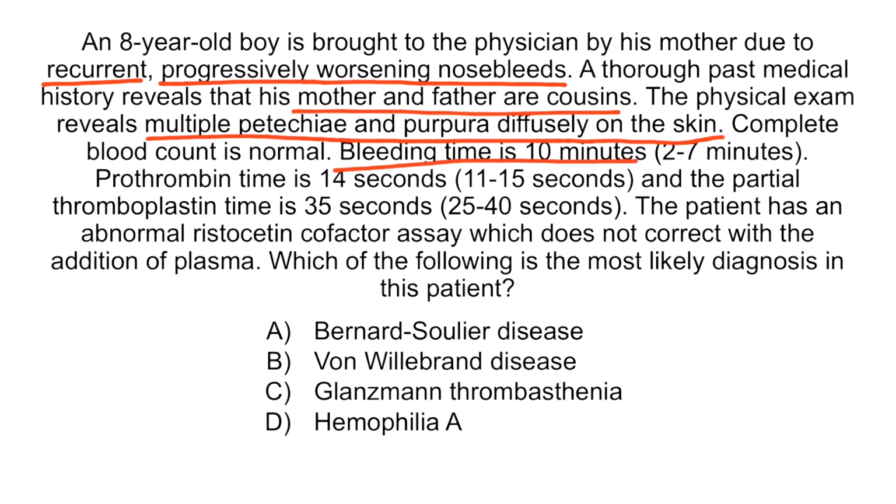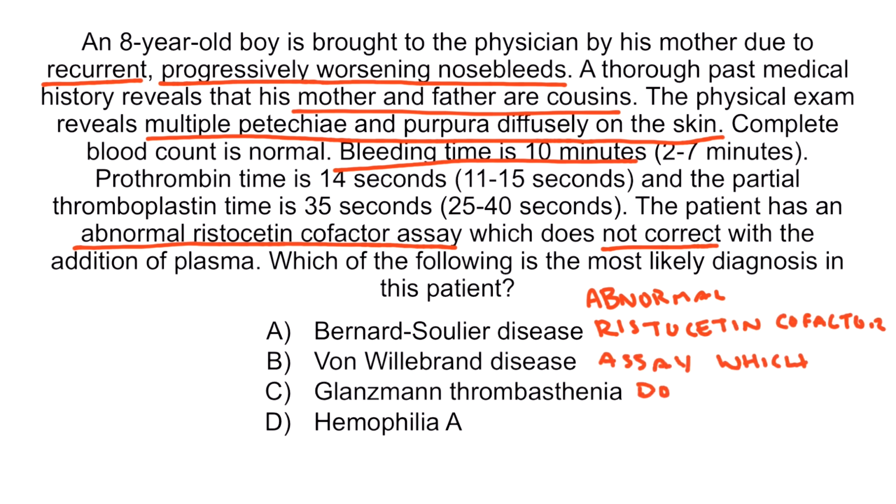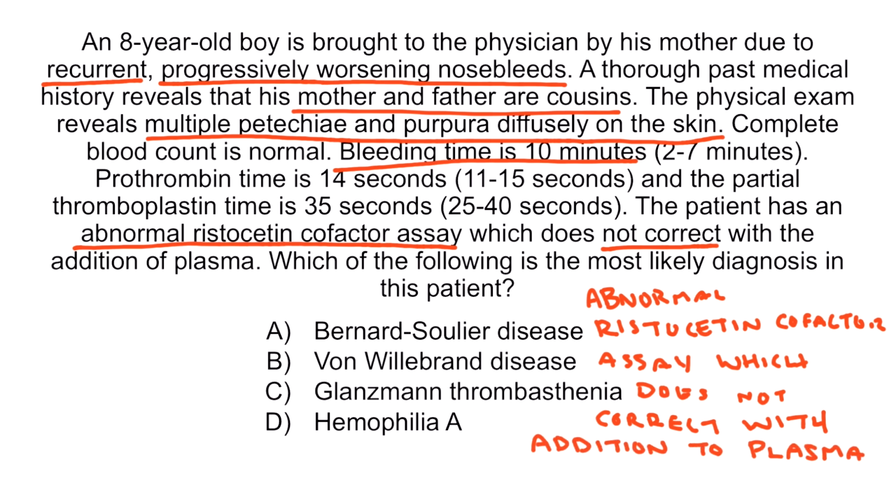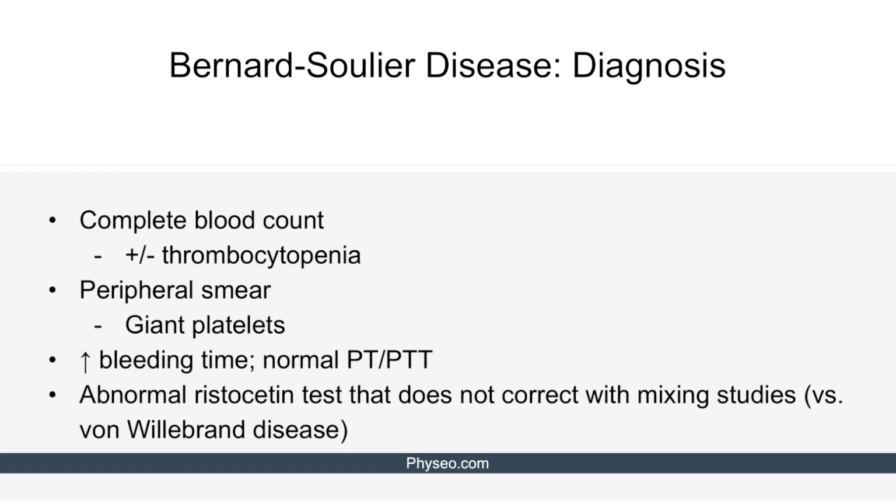The patient has an abnormal ristocetin cofactor assay, which does not correct with the addition of plasma. Abnormal ristocetin cofactor assay is seen in both Bernard-Soulier disease and von Willebrand disease. However, it does not correct with the addition of plasma in patients with Bernard-Soulier disease. This is because these patients have an autosomal recessive deficiency of GP1b glycoprotein on the platelet surface. This glycoprotein is absent in the plasma, so the correct answer is option A. Here's a slide reminding us of the diagnostic tests for Bernard-Soulier disease.